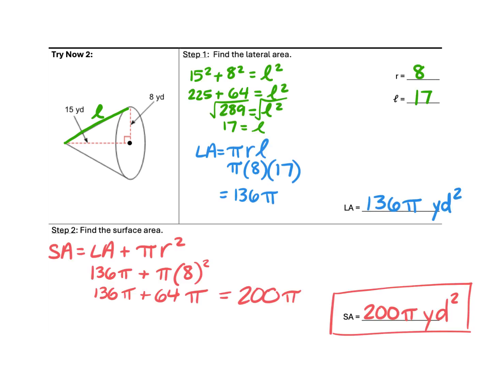Okay, here is your solution for the lateral area. You should have found that the slant height was 17 when you do your Pythagorean theorem. And then pi times 8 times 17 is 136 pi. For surface area, just add pi r squared, the area of the circular base, and you'll end up with 200 pi square yards.